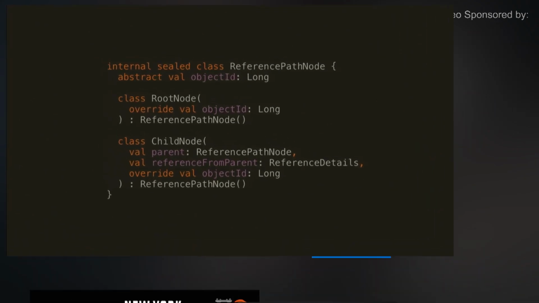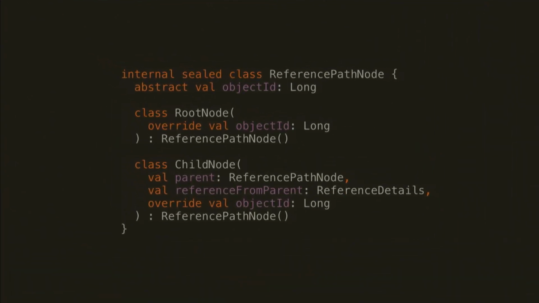So let's get into actual code. We have a reference path node. What is that? It's just a thing that holds an object ID. It's a sealed class in Kotlin, and it's got two subclasses. One of them is root node, which is just the object ID. And then child node is a node that has a parent. So a path is essentially a child node that points to a parent node that points to a parent node that points to a root node.